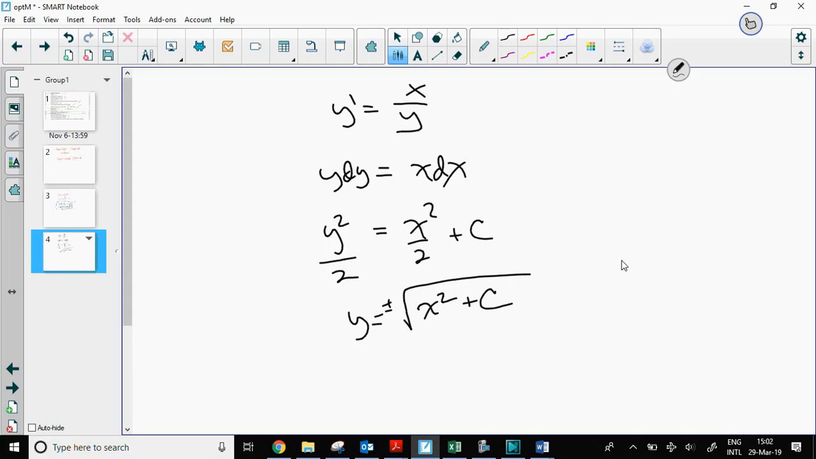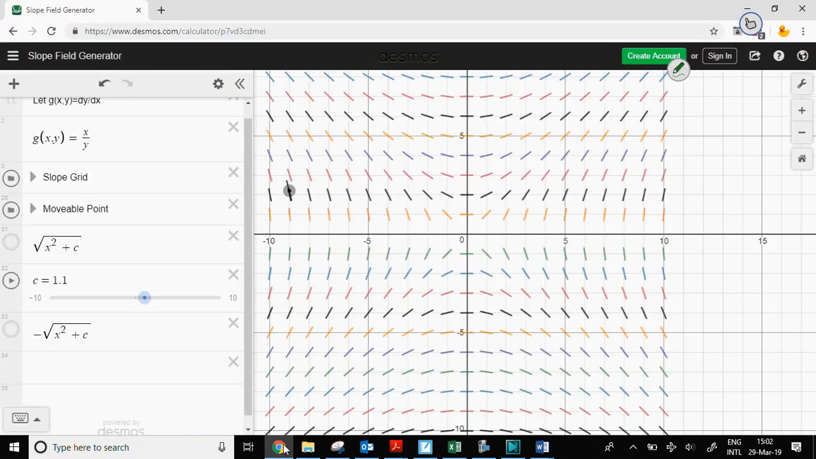This is another very simple differential equation. I separate the variables and I end up getting that as my general solution for it. So now let's look at the slope field for y prime equals x over y. This is what it looks like. And again, you could verify this by just choosing some x and y values and saying, okay, what should the slope be at that point?